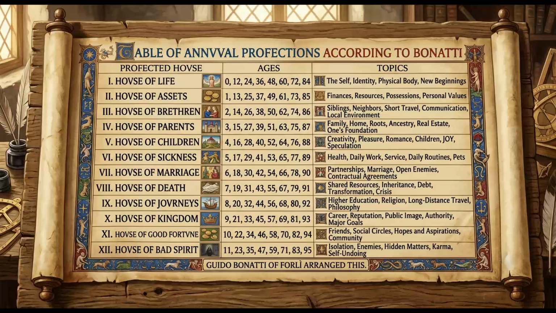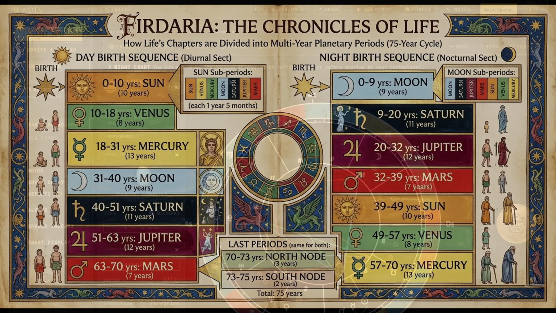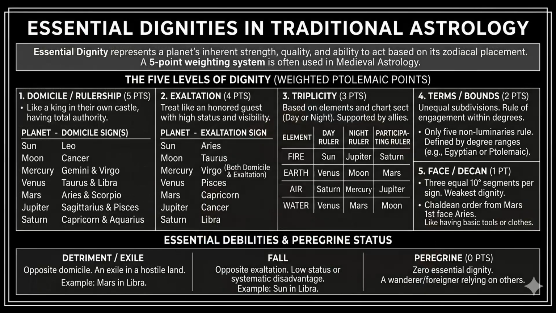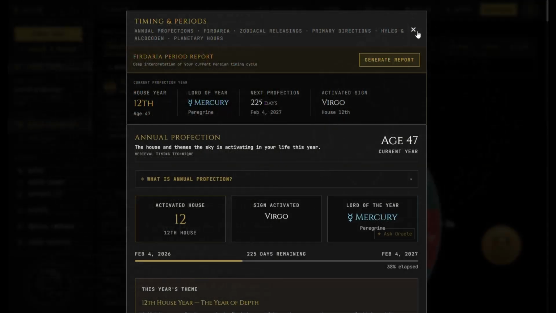We covered annual Profections and the theme of the year. Then we covered Firdaria, what it is and how to understand it in your life. In video 4, we added the evaluative framework, planetary dignity and condition, the tool that tells you whether your timing lord can actually deliver. That's a sophisticated system already, more than most astrology apps offer.